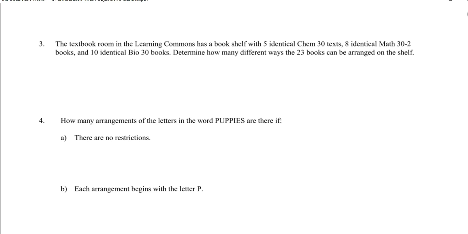Okay, I'm going to pause. You work it out. So we're arranging 23 items, 23 objects, right? So 23 factorial, but 5 are identical Chem. So divided by 5 factorial, 8 identical Math 30-2, and 10 identical Bio, and this gives us what number?